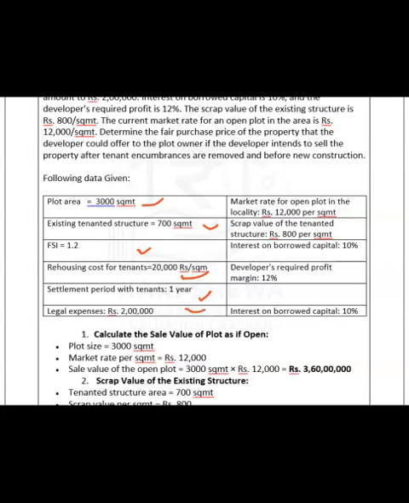Market rate for open plot in the locality is 12,000 per square meter. Scrap value of tenant structure 800 per square meter. Interest on borrowed capital is 10%. Developer required profit margin is 12%. Okay, now you calculate it.